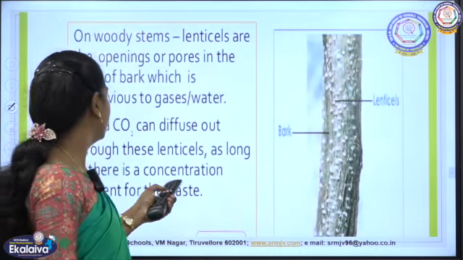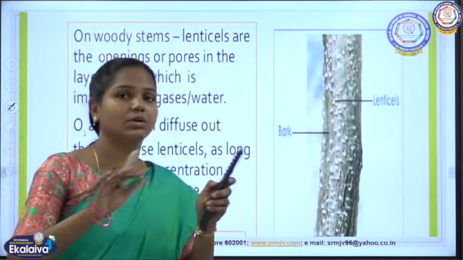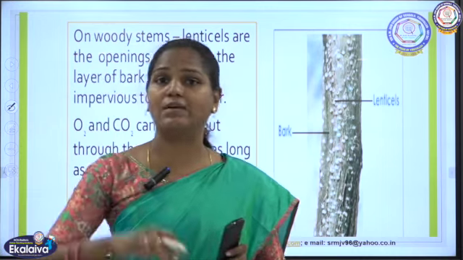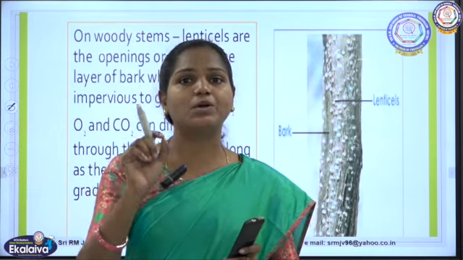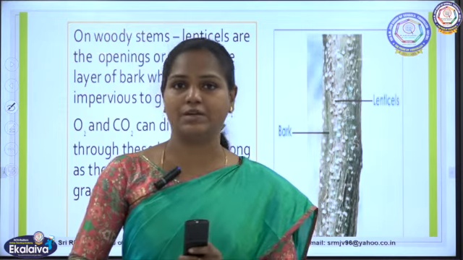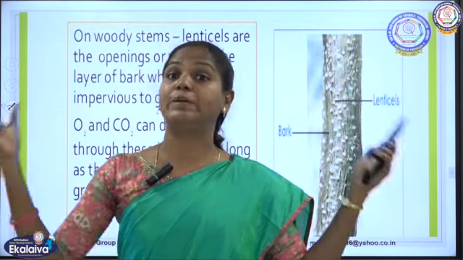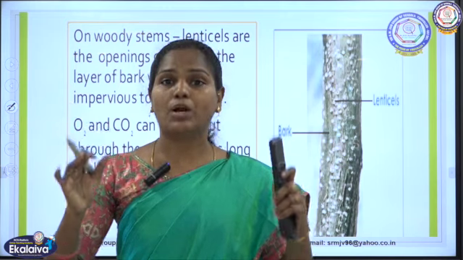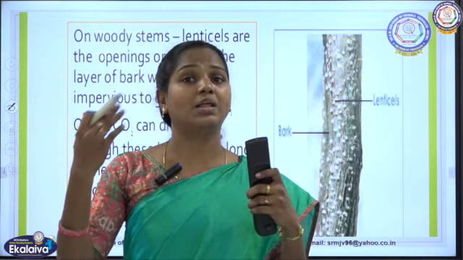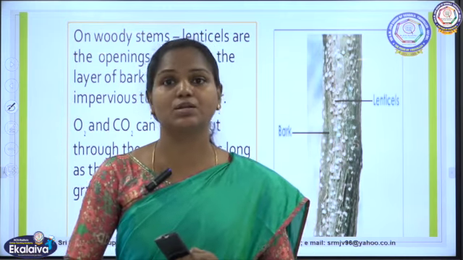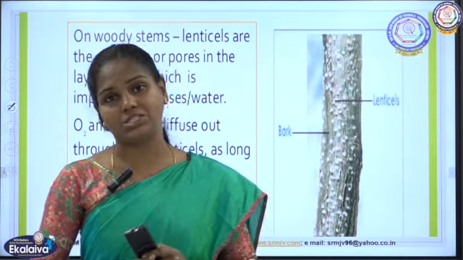The next one: if it is a herbaceous plant, it will have stomata, because they are present on the leaf surface. In the case of big trees and so on, what organs, or what part of the plant, are used in the excretion of gaseous waste?